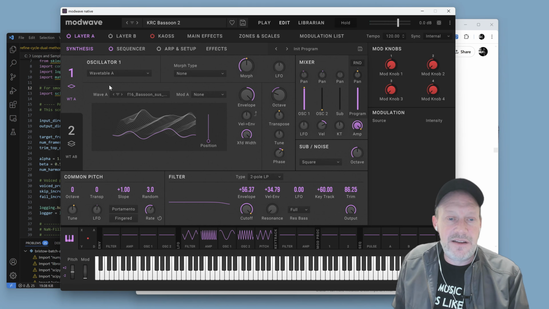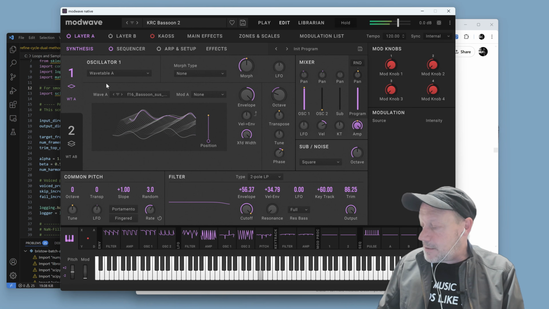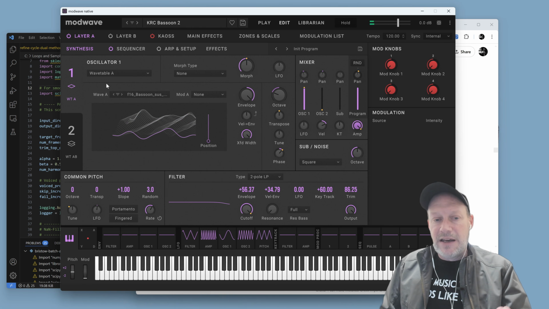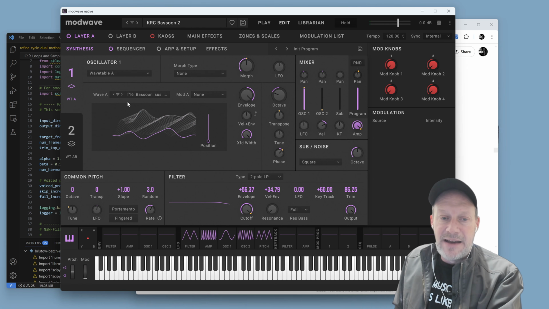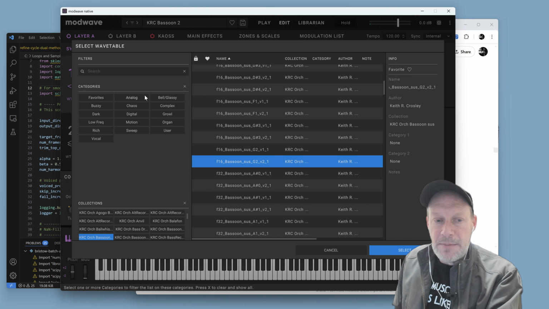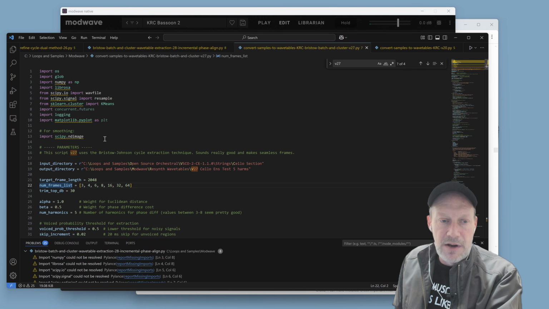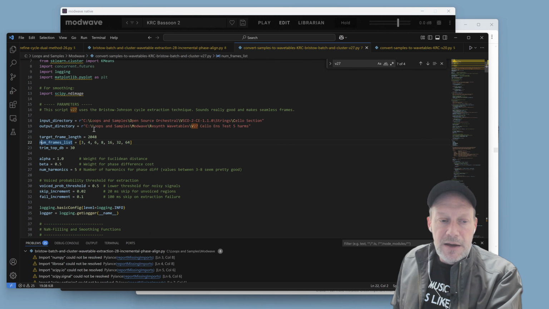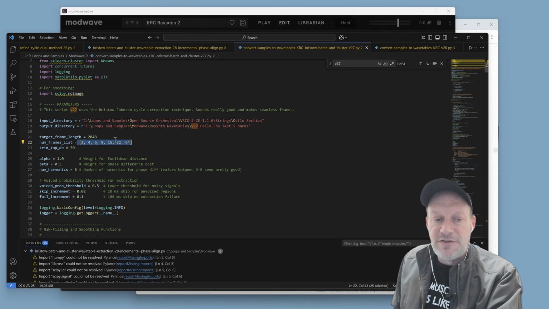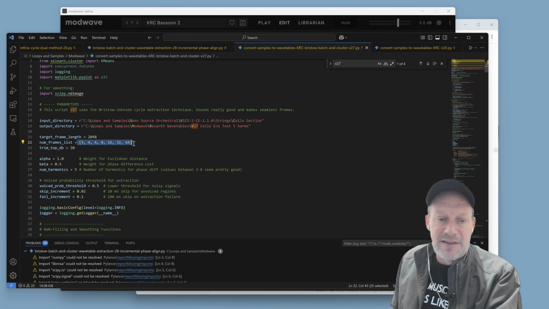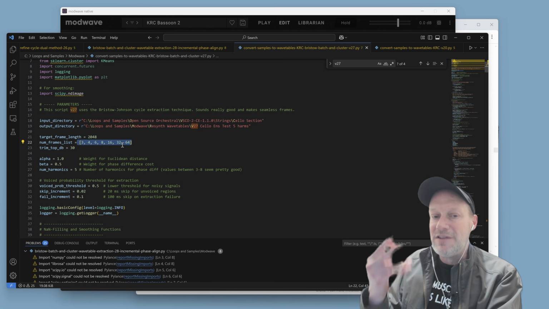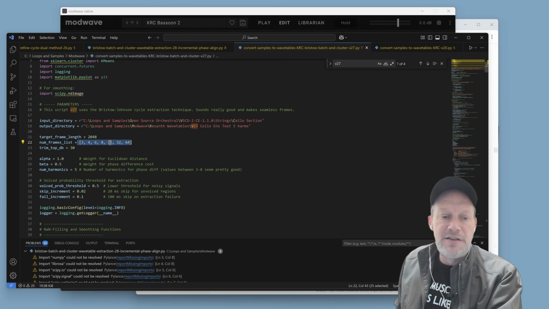So we were just listening to one of these V20 extracted wavetables. This is a bassoon, and this wavetable has 16 frames in it. What I eventually came up with, I guess I'll jump to the script real quick. What I do in the script is I make different numbered frame wavetables for each and every sample in this sample library. So there's a 64 frame wavetable, which would be the most detailed one. Then a 32, a 16, an 8 frame, 6 frames, 4 frames, and 3 frames.